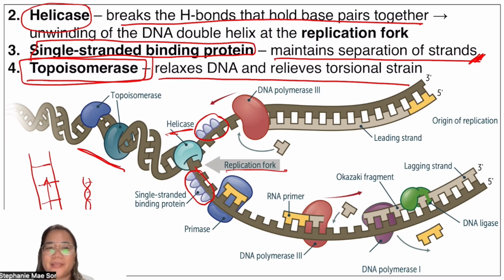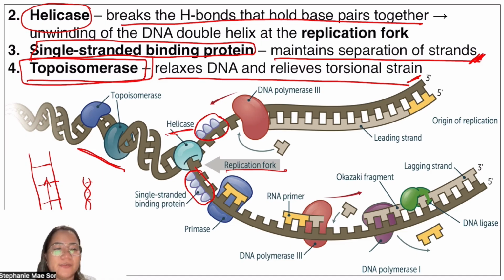Kasi pag unat siya, mas madali siyang buksan ni helicase mo. So, di ba, kapag yung zipper mo naman, nakapulupot, hindi mo naman siya mabubuksan na madali. So, ang gagawin ni topoisomerase, inuunat niya yung DNA, it relieves torsional strain, para pag si helicase is dadaan doon sa part na yun, madali niya nang ma-unwind yung DNA. Okay?